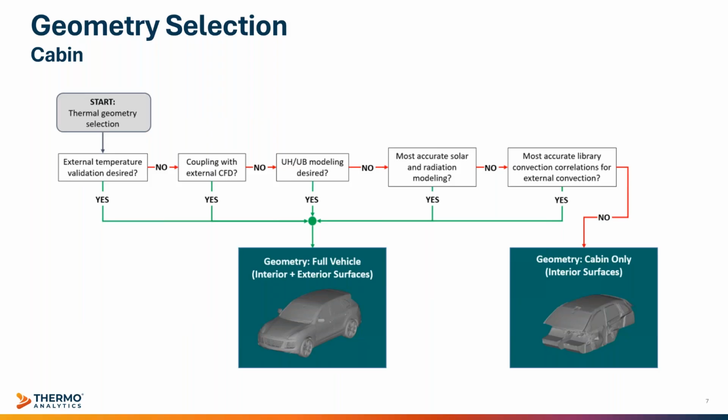But if you don't care about runtimes and you already have the full vehicle meshed, you can also always choose to keep all of the external vehicle components. Sometimes they're nice to have if you plan to make nice visuals or animations of the results. So using just the cabin interior surfaces can be accurate depending on the scenario, but still sometimes people choose to keep the full vehicle just for visual purposes.